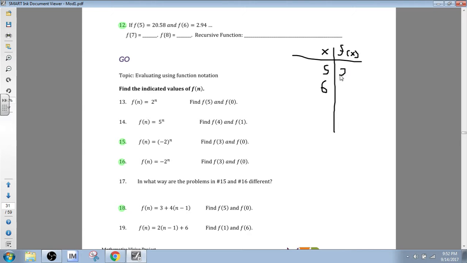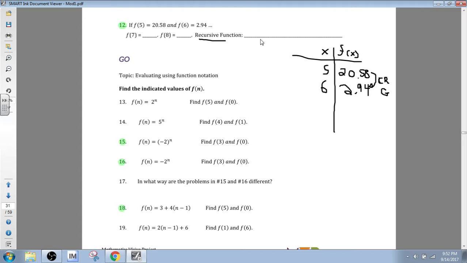We have 20.58, and then I'm multiplying this by some ratio, some common ratio, or some growth, however you want to call it, to 2.94. So how do I figure out what this is? Well, I know since this is geometric, I'm multiplying this by one step to another.